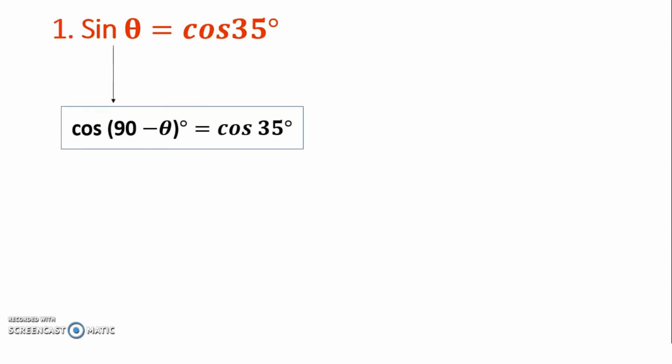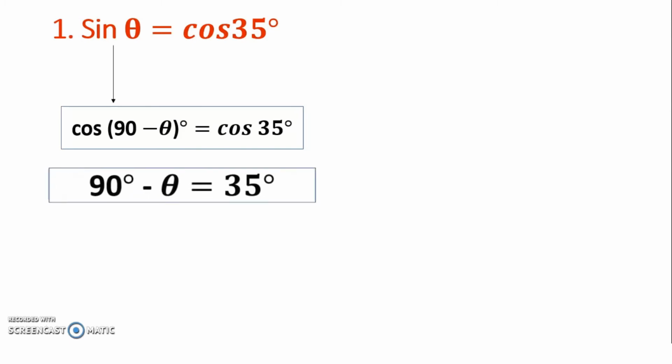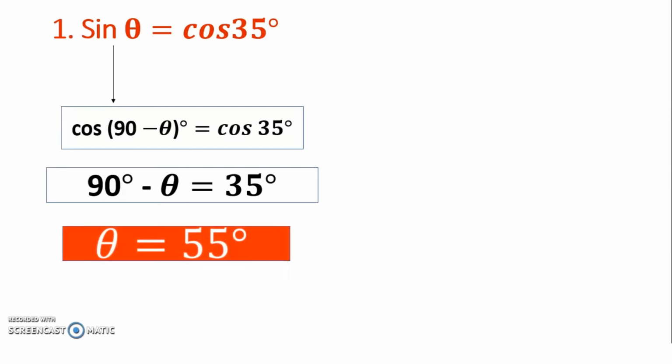Now, this is the same as 90 degrees minus theta equal to 35 degrees. Now, to find theta, we collect like terms. So our theta will be 90 minus 35 degrees, which is equal to 55 degrees. So you can check sine 55 degrees is equal to cos 35 degrees.